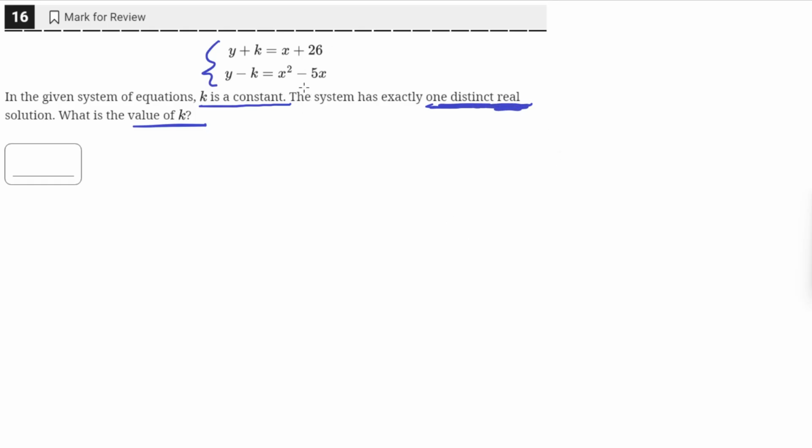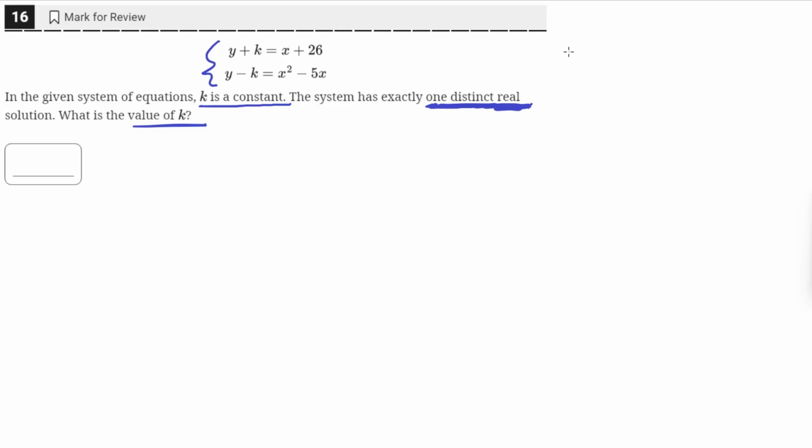So that means there's only one value of x and y that satisfies these two equations simultaneously, meaning they intersect at only one single point. And we need to find a value of k such that this condition is true, that there is only one distinct real solution.